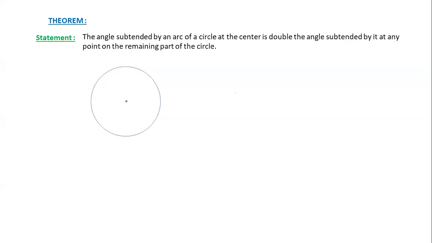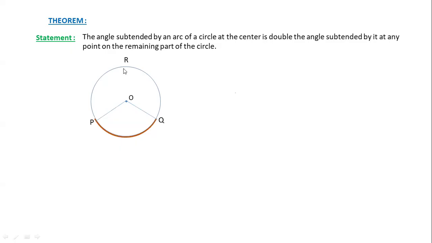This is a circle. This is the minor arc, a smaller part of the circle. Let us name it PQ. This is the center of the circle. Let us join OP and OQ. So OP, OQ. Okay. Let us take a point R somewhere here.